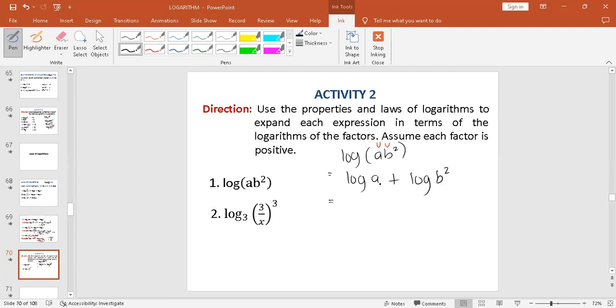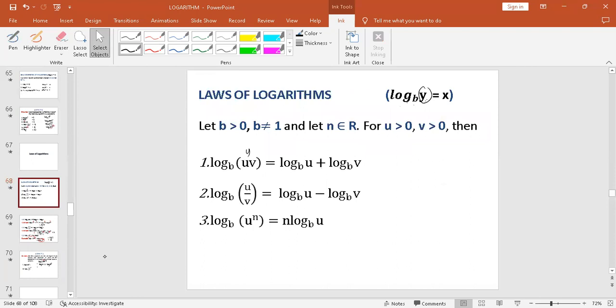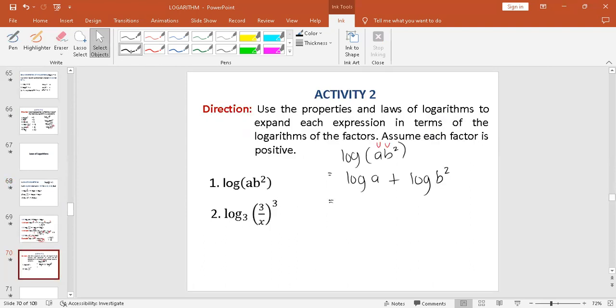Look at log of A. Sa tingin nyo, pwede pa ba siyang i-expand? Tingnan nyo yung law. Hindi na, di ba? Kasi mag-isa lang naman na si A. So, wala na tayong pwedeng i-expand dyan. So, with that, just copy.